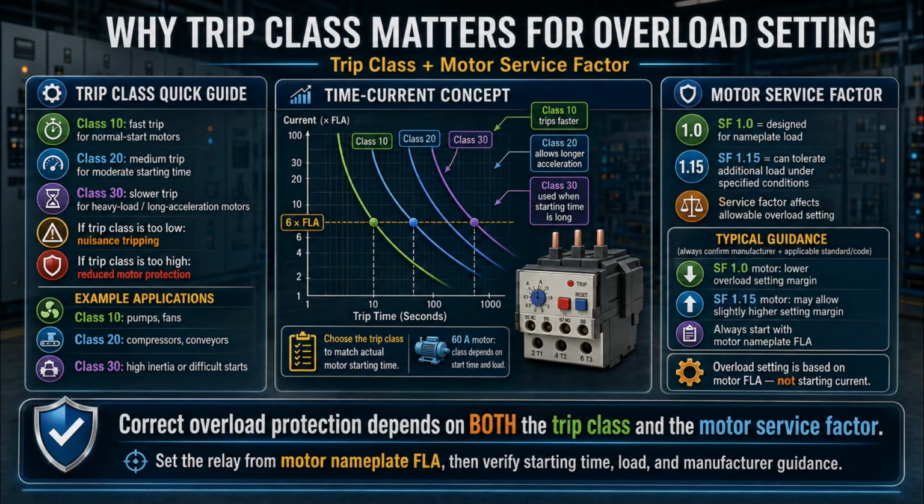So if you understand the relationship between FLA, LRA, starting current, RPM, back EMF, and trip time, overload relay operation becomes much easier to understand.